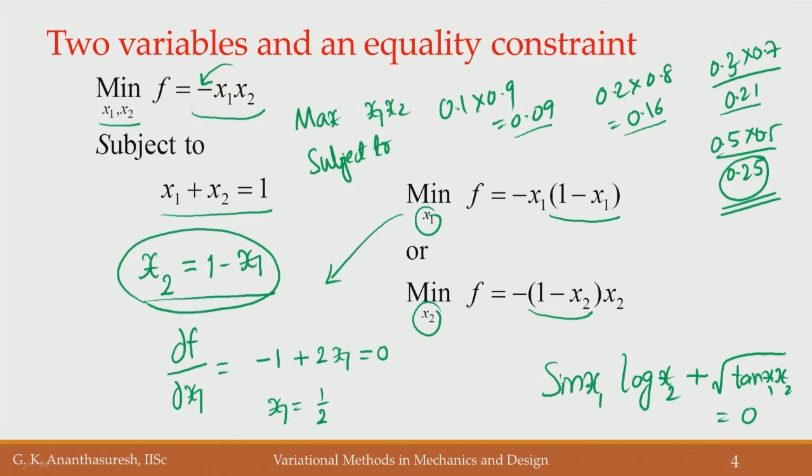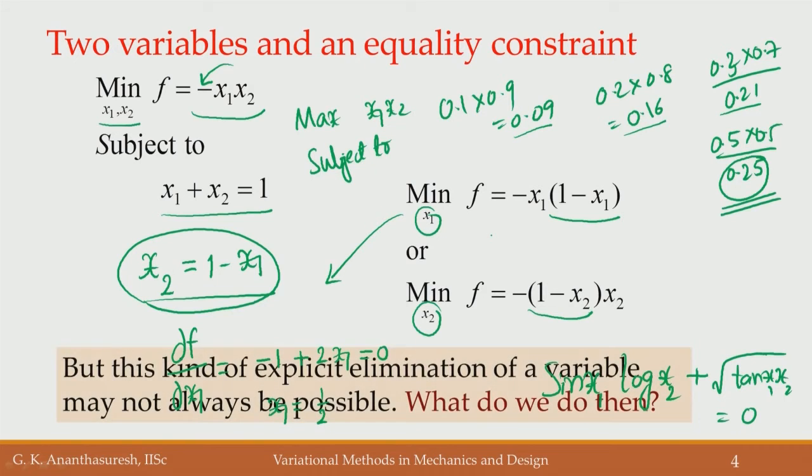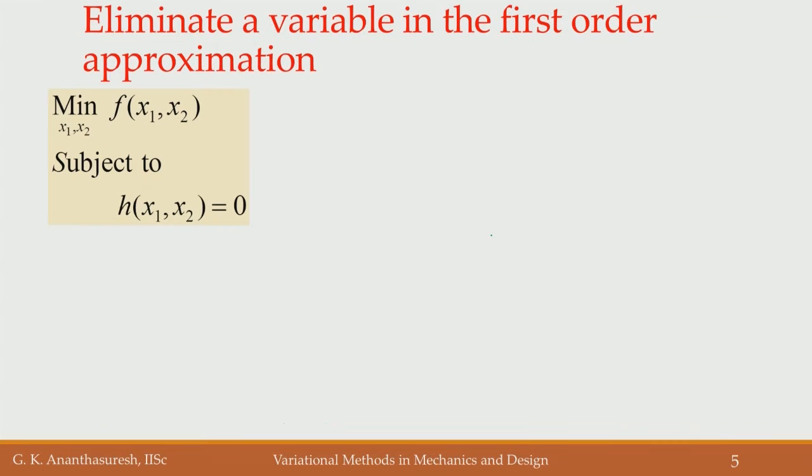If that is my equality constraint, I may not be able to express one variable in terms of the other. So, we will not be able to do what we have accomplished here, that is eliminating one variable. Okay. So, we will discuss how we do it when that is not possible. Let us say we have a constraint which is not going to let us eliminate one variable in terms of the other, then what do you do?